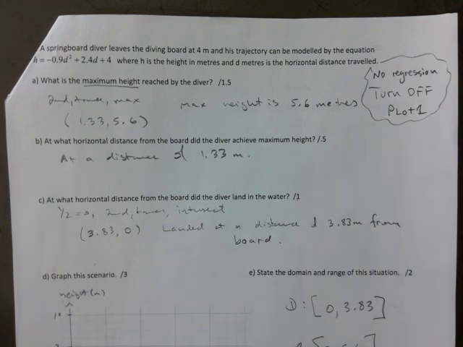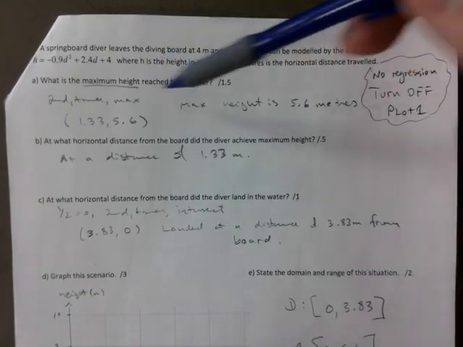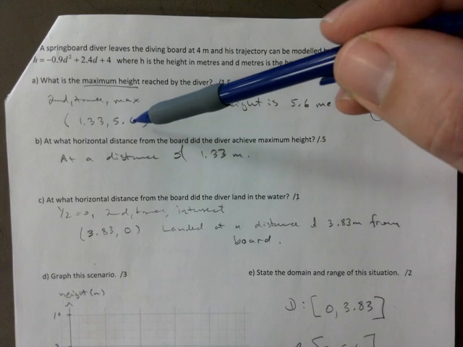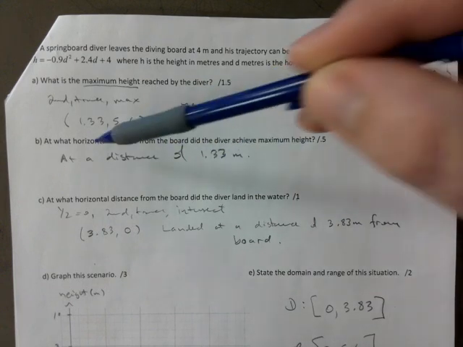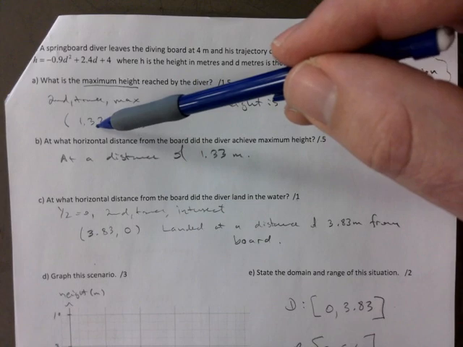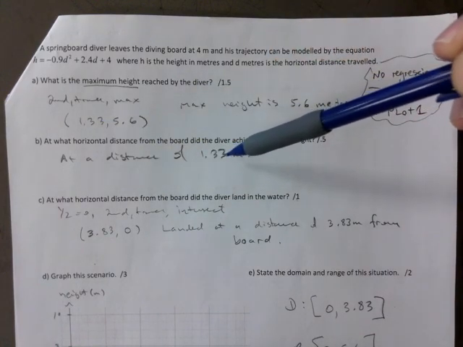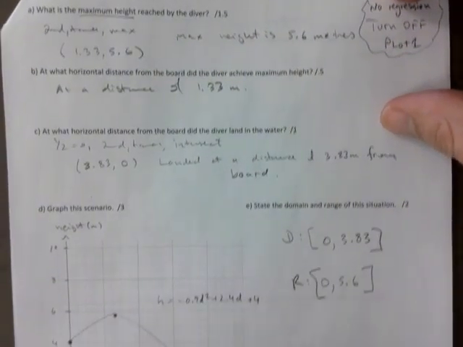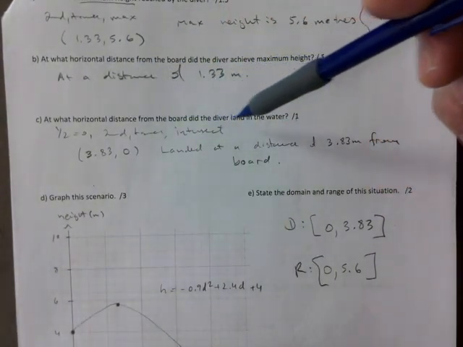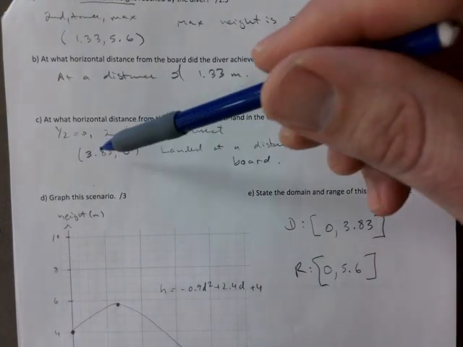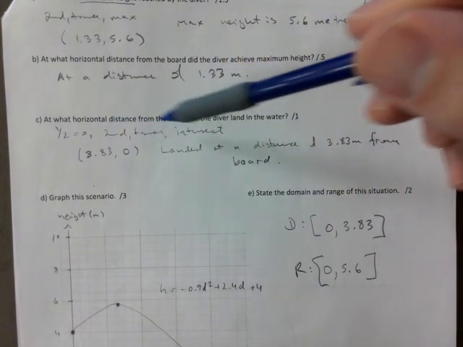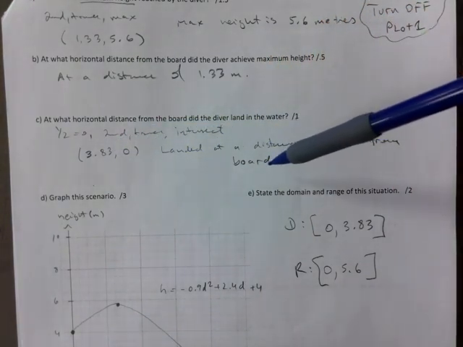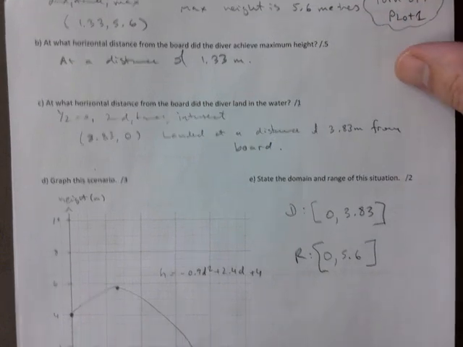99% of the time. So the maximum height reached by the diver, you just find the vertex, and it's 5.6 meters at a distance of 1.33. So this is the horizontal distance at that maximum height. That's why I only gave you half a mark, because you already had the information. At what horizontal distance from the board did the diver land in the water? So it's the x-intercept. That would be 3.83 meters from the board, where the diver makes contact with the water.